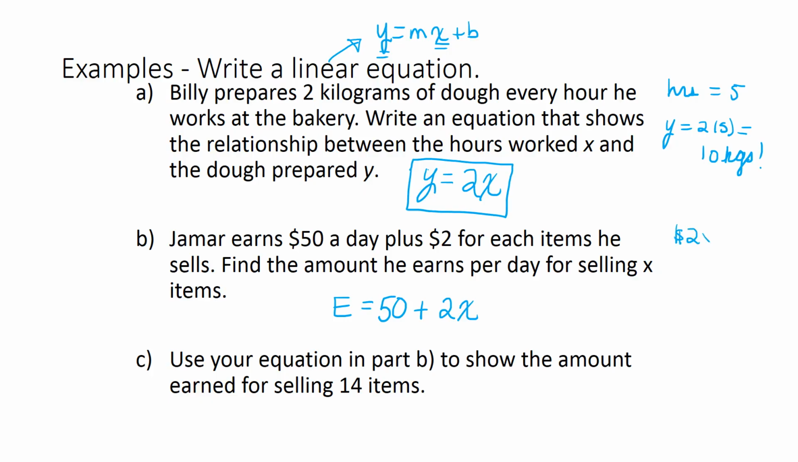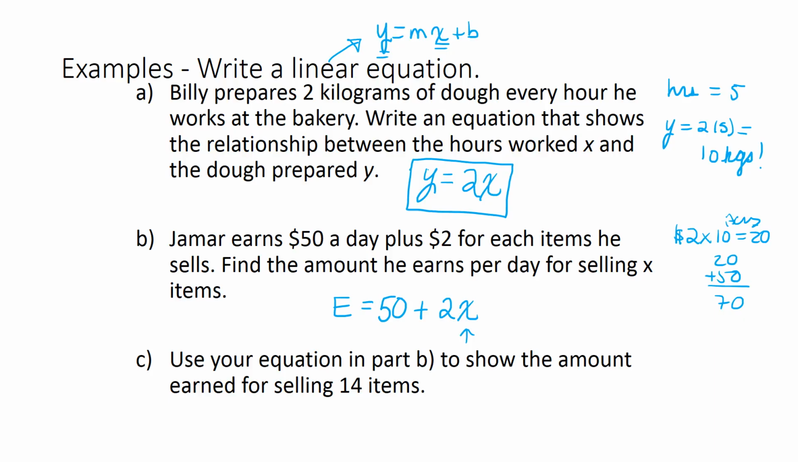okay, if he sells 10 items, $20, 20 plus 50 is 70. Right? Do the same thing, and then you can plug it into here and see that if you plug in 10 items, you will also get 70. All right? So that is a linear model.